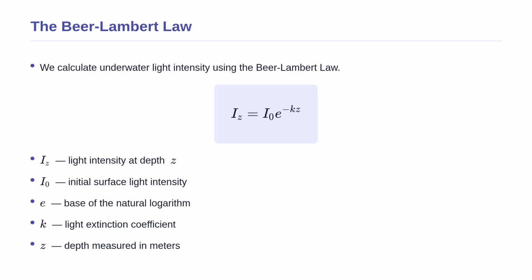I0 is the initial light intensity, right at the surface. The constant e is the base of the natural logarithm, which models natural decay. The variable K is the light extinction coefficient. A higher K means murkier water, causing light to drop off much faster. Finally, Z is the depth in meters. If K or Z increases, the light available underwater decreases rapidly.